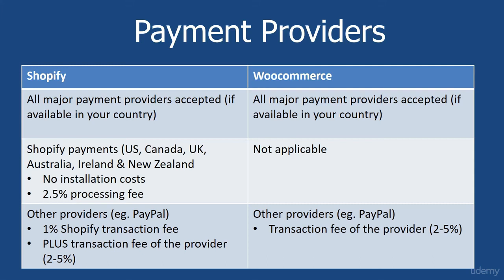So let's just do a quick sum up. Let's go back to that $10,000 per month example. Over here on Shopify Payments with $10,000, we're looking at losing about $250 in processing fees. Down here with other providers on Shopify, we're looking at potentially losing between $300 and $600 in processing fees. So big difference there. Over here on WooCommerce, we don't have the Shopify option, so we're looking at losing between $200 and $500 in transaction fees.